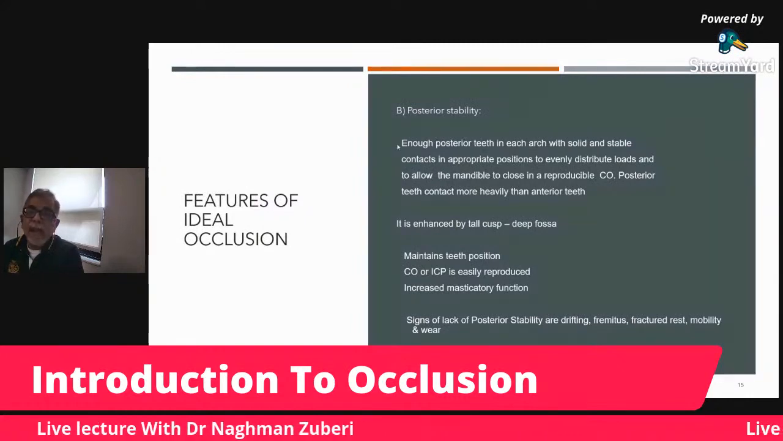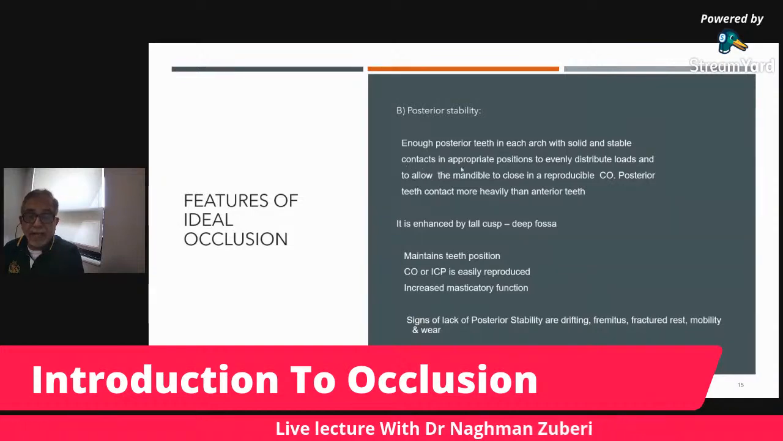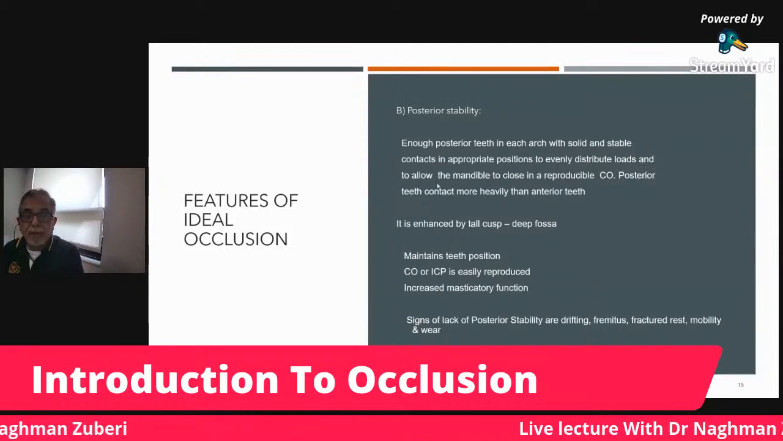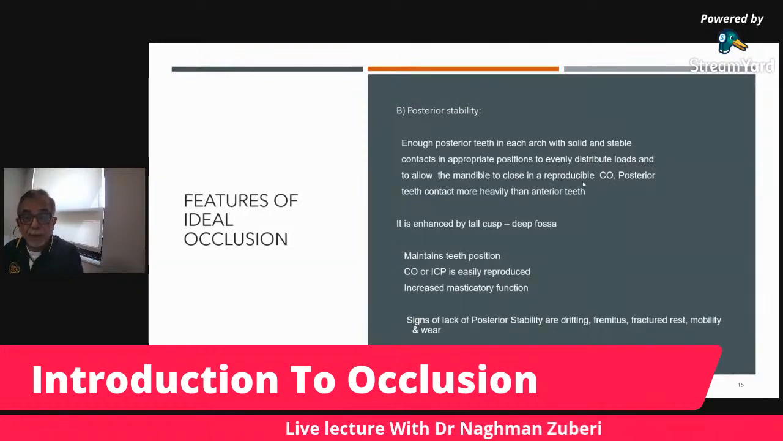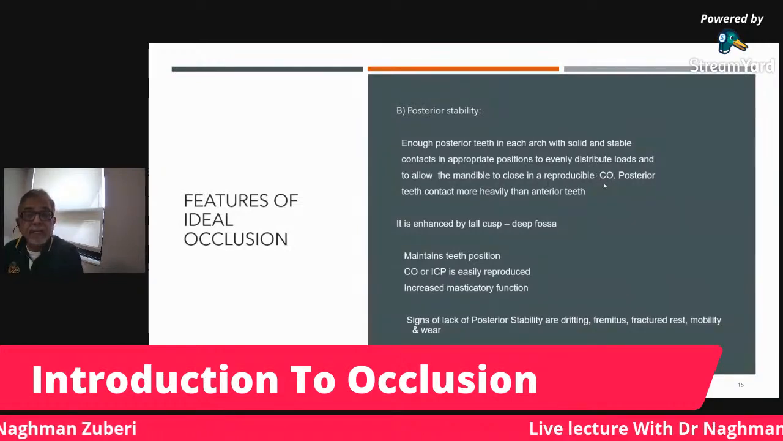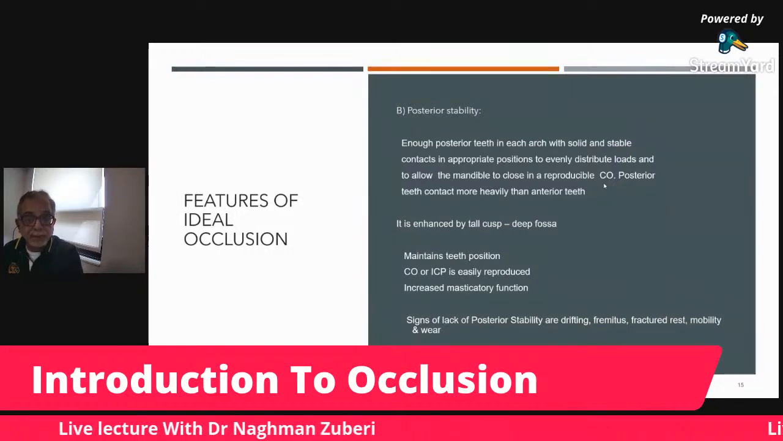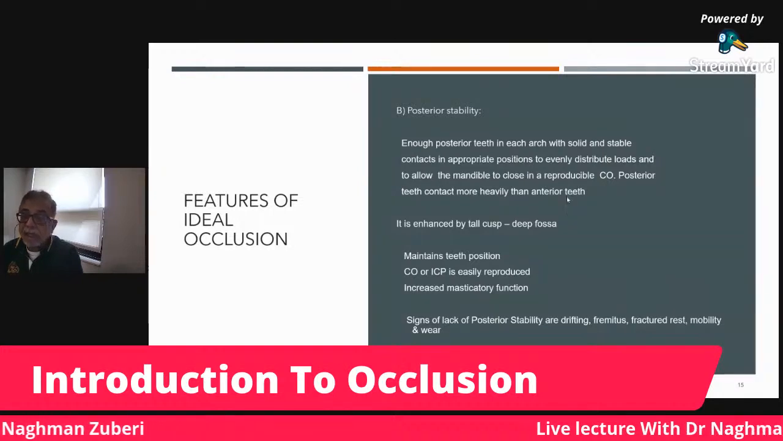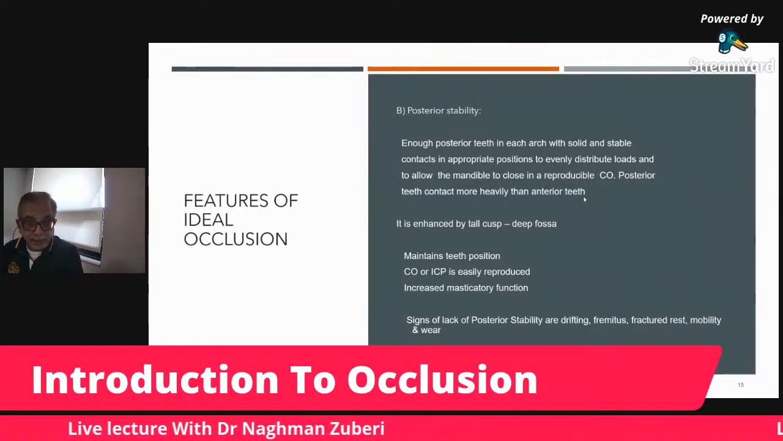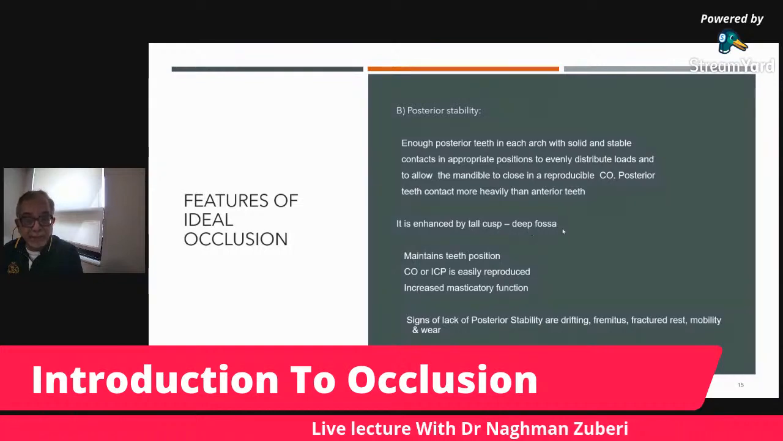Posterior stability. Enough posterior teeth in each arch with solid and stable contacts in appropriate positions to evenly distribute loads and to allow the mandible to close in a reproducible centric occlusion. Basically, centric relation is the most reproducible position. Posterior teeth contact more heavily than anterior teeth. It is enhanced by tall cusps and deeper fossae.